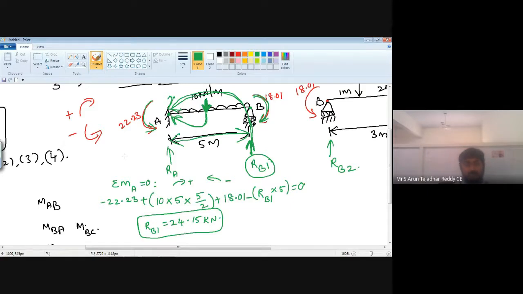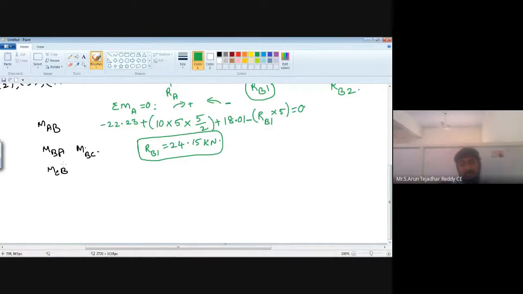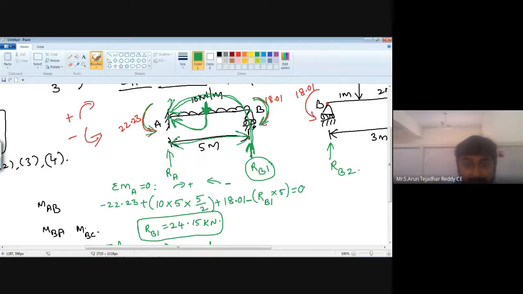Next, RA is unknown. Next, apply another equation of equilibrium. I will be applying here summation of vertical force is equal to 0. Here what is the sign convention? All upward forces consider positive, all downward forces consider negative. This is our sign convention. In the first figure, RA is moving in the upward direction, so positive. RB1 is moving in the upward direction, so positive.